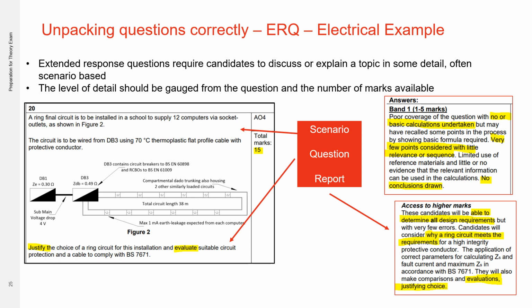The question uses AO4 verbs justify and evaluate. We have highlighted some of the feedback on answers from the report. 1 to 5 marks were awarded if there was basic coverage of the calculations, very few points were considered, and no conclusions drawn. Whereas higher marks were awarded when all the design requirements from the scenario were considered and learners evaluated and justified their choice. This links directly to those verbs in the question.